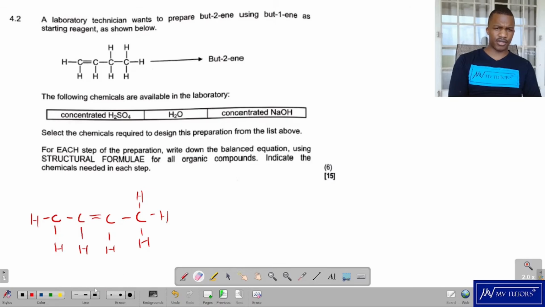Normally I would close this and re-record, but I don't want to do that. When you make a mistake, you should be able to do what I'm doing: reevaluate your mistake and then try again. There, the double bond is over there. So 1, 2, 3. This one has an H as well.